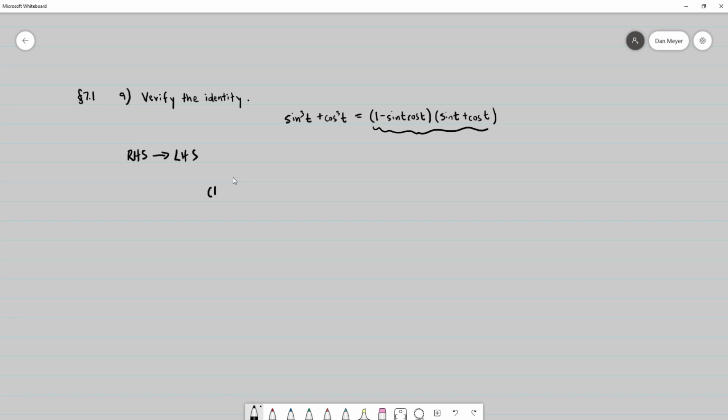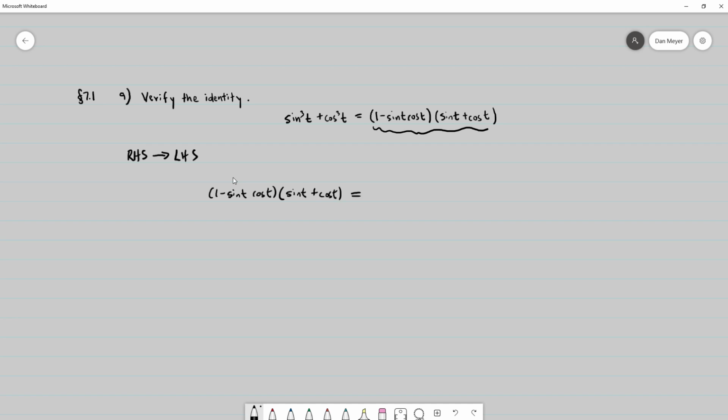1 minus. Did I get the skinny marker back like I wanted? Yeah. All right. I guess I'm just pressing down too hard. There we go.